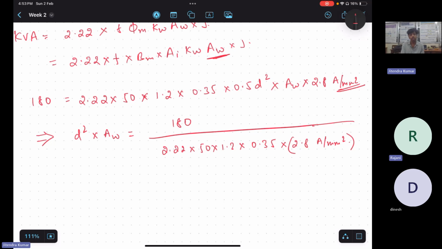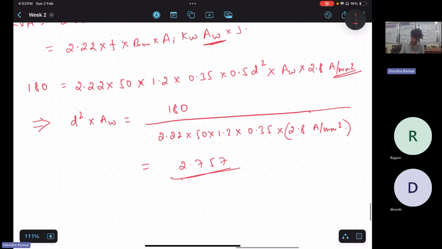Now the total value is how much? 2.757. 2.757 mm. No, I think it should be meters. We'll change it to meters. Okay, we will further change it.